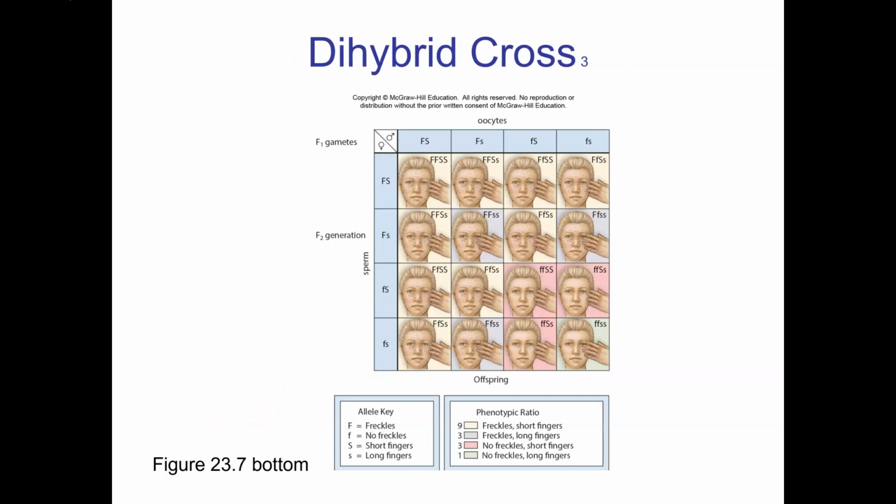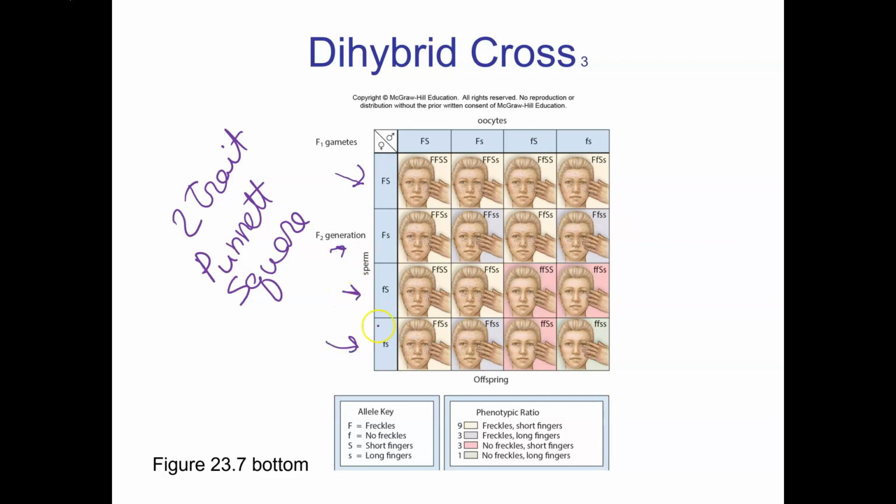And so we see that here. So this is what a two-trait Punnett square looks like. Each of the parents has 4 possible gamete types. We have 1, 2, 3, 4, and then we have 1, 2, 3, 4 gamete types.